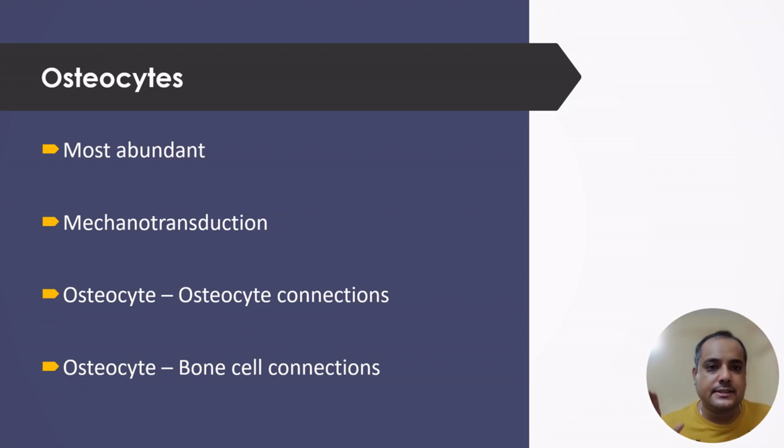Now the first cell that we are going to study today is the osteocytes. The osteocytes are the most abundant cell within the bone. In fact, an adult skeleton has around 90% osteocyte cells.